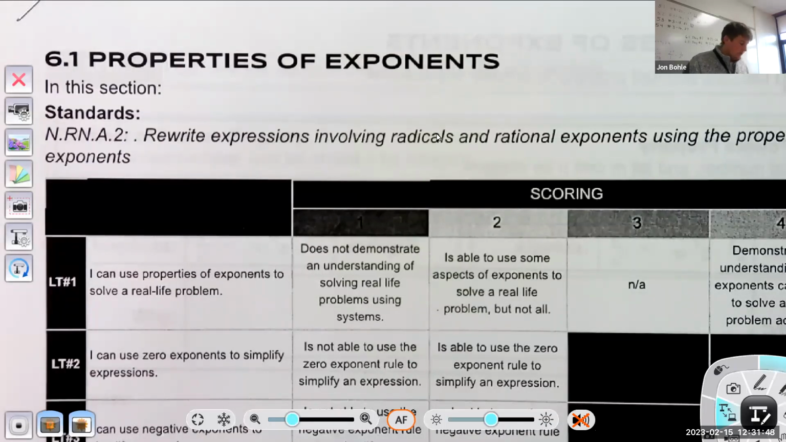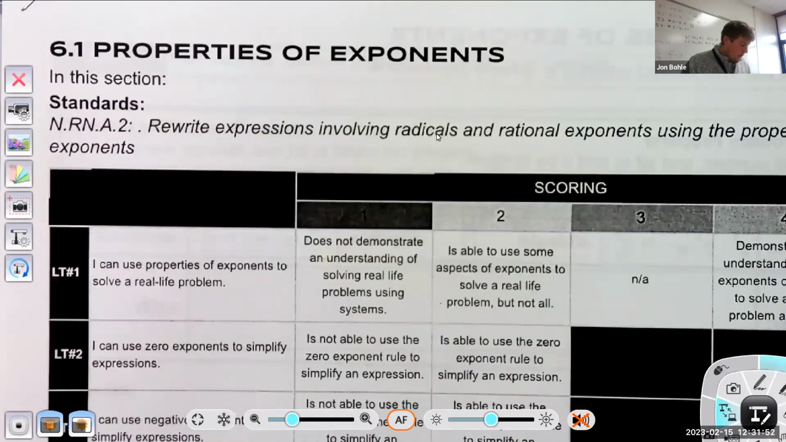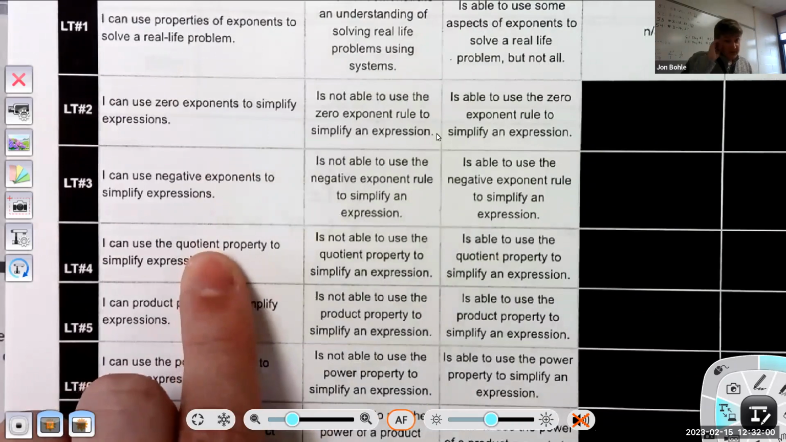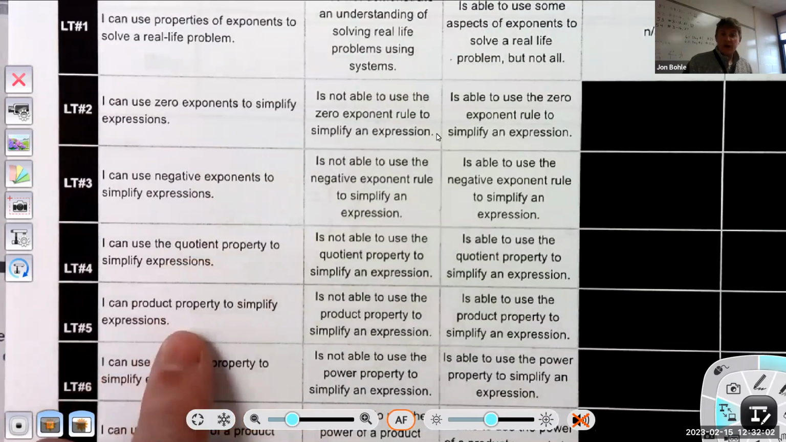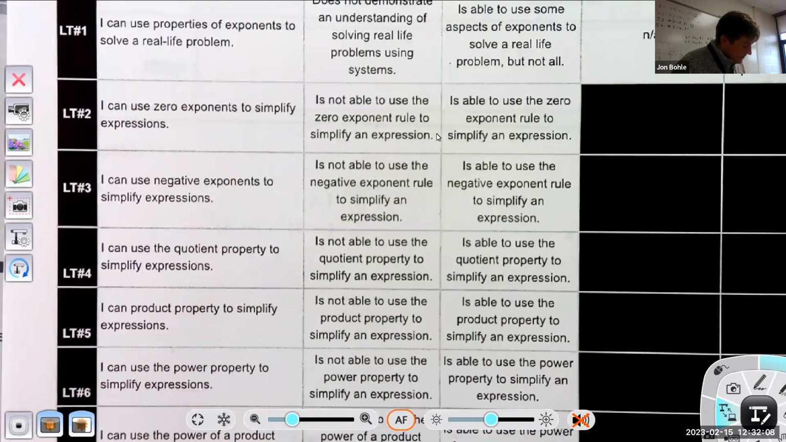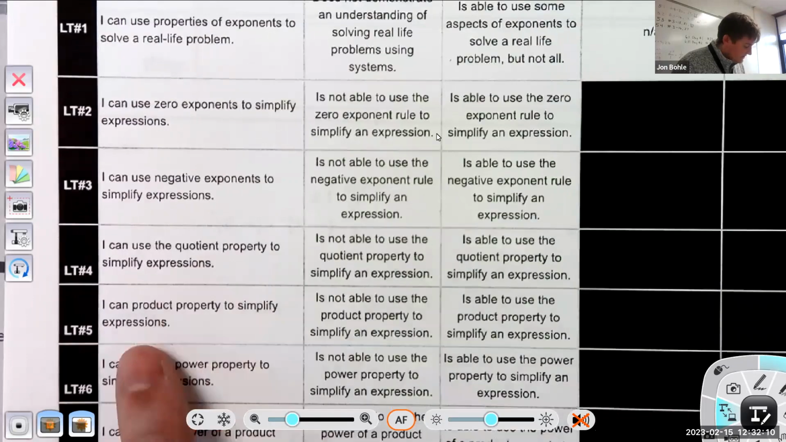Okay, we are going to start chapter 6, which is just properties of exponents. We are going to cover 3 different learning targets today. The first is that you can use the quotient property to simplify expressions, a product property, and then also the power rule. So that's learning targets 4, 5, and 6.